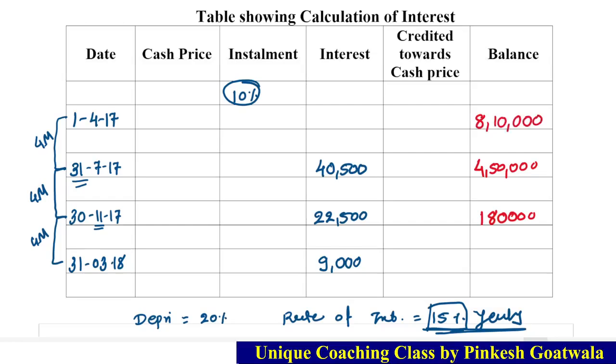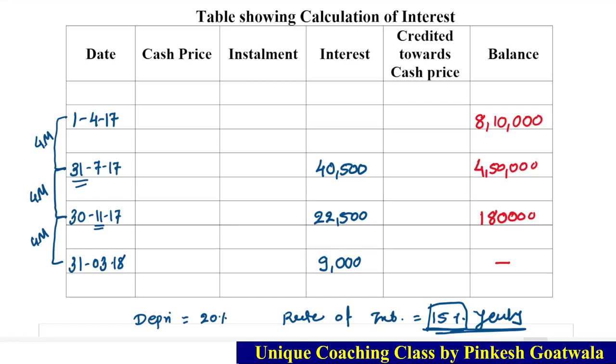What did we get? We got the balance. Clear this point? Now here we get the balance. And also the last balance, we know what it will be: a dash. Now how to complete the table? So now you can easily complete the table.